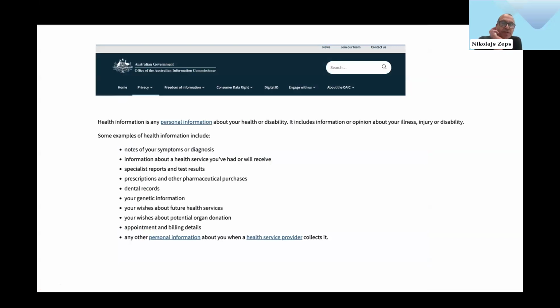And the Office of the Australian Government, what they used to call the Privacy Commissioner, now the Australian Information Commissioner, has clear definitions of what information is. So you can take a look at this list and you can see that it relates to if you visit a health service, but also what notes are taken about you from your health provider, but also any wishes that you have, potentially any genetic information about you, and that's something kind of interesting.